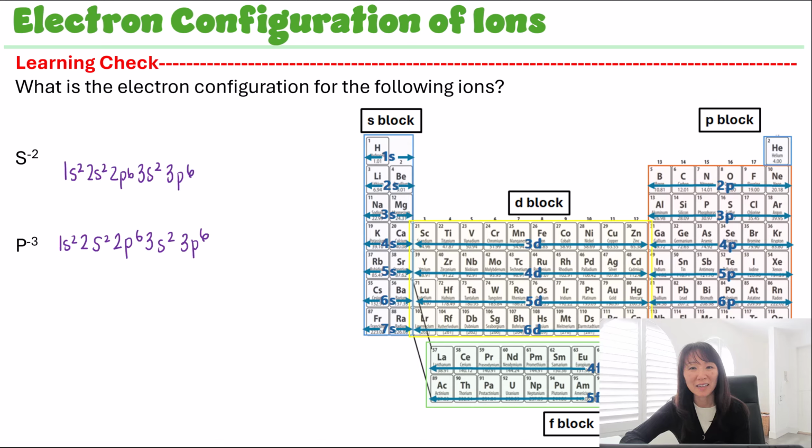And here is the key. Here's one thing to know. Sulfur 2- and phosphorus 3- have the same electron configuration.